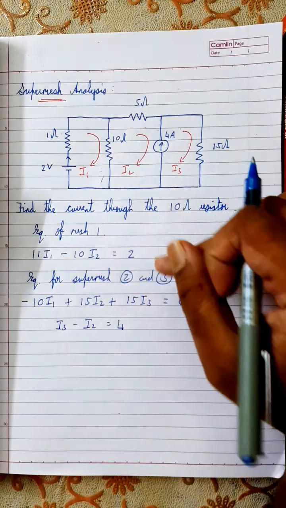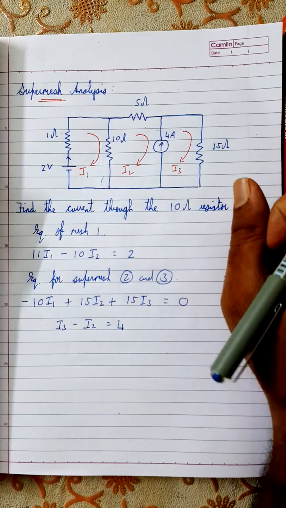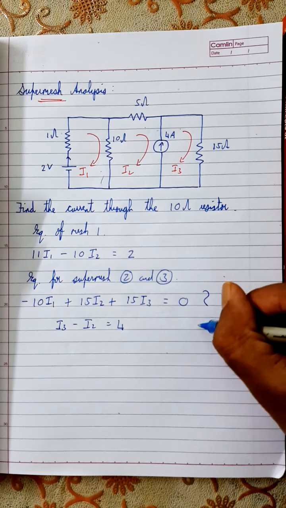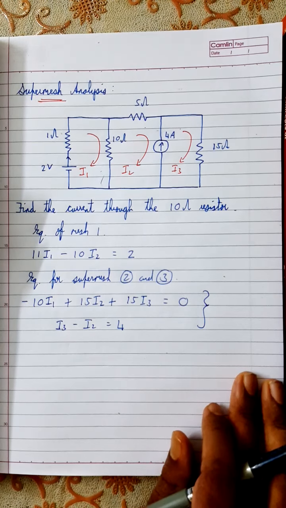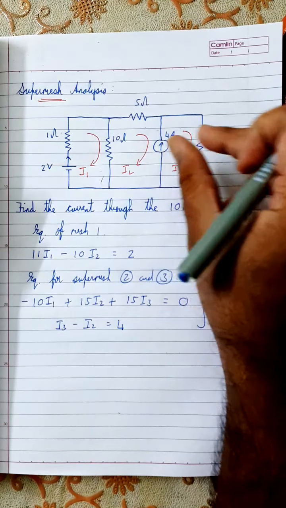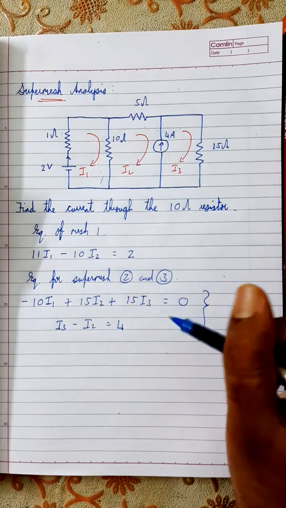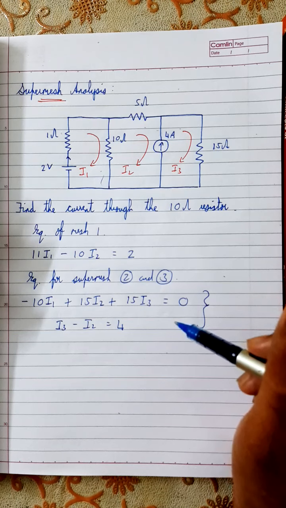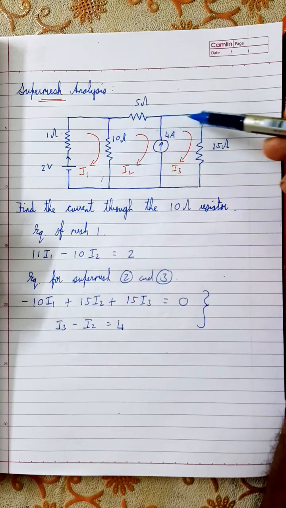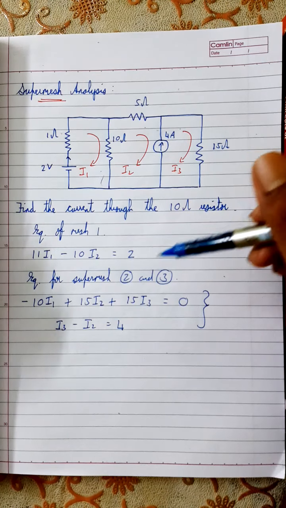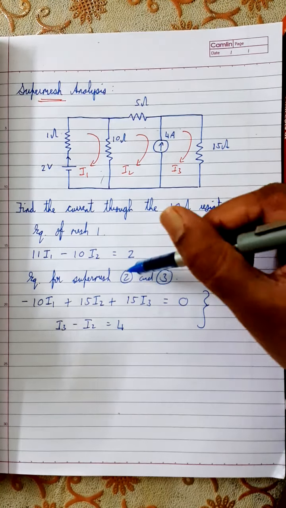3 unknown variables, 3 equations. Now you can solve it, right? So this is how we write the super mesh equations, right? That is, if there is a current source coming in between two meshes, then we write the Kirchhoff's mesh equations of the super mesh. There is this outer layer. Okay, and in that case, the super mesh means the combination of these two meshes.